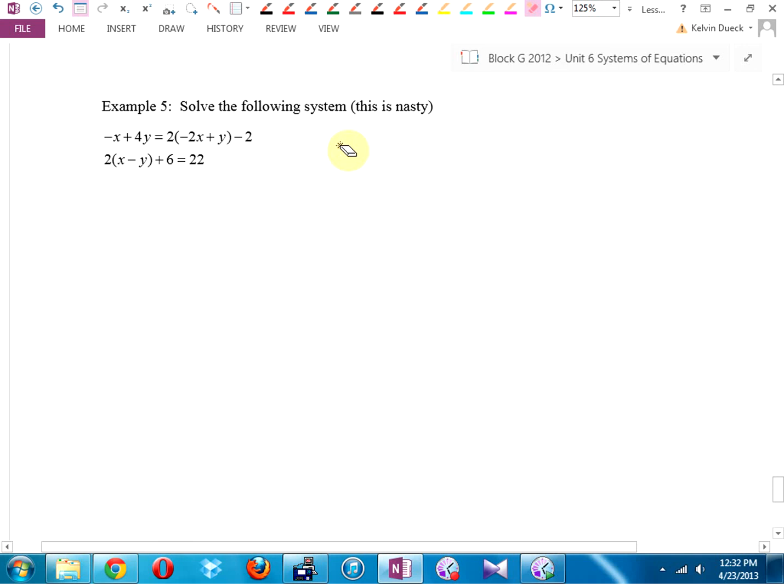It says solve the following system. This is nasty. Any suggestions? Hey, let's get rid of brackets first.